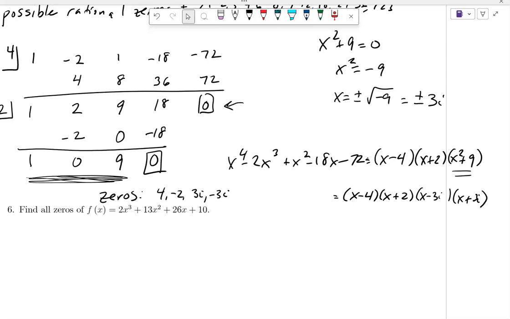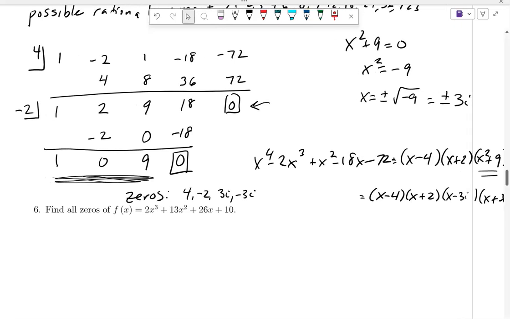Why is there only, for the negative 2, why did you do it off of here? Okay, so we divided our original polynomial by x minus 4 and got this answer, right? I'm also going to divide it by x plus 2. So I'm going to work off of the answer and divide it again.